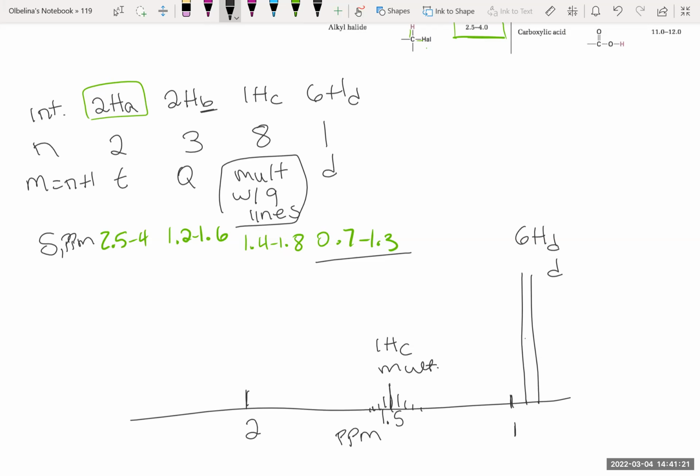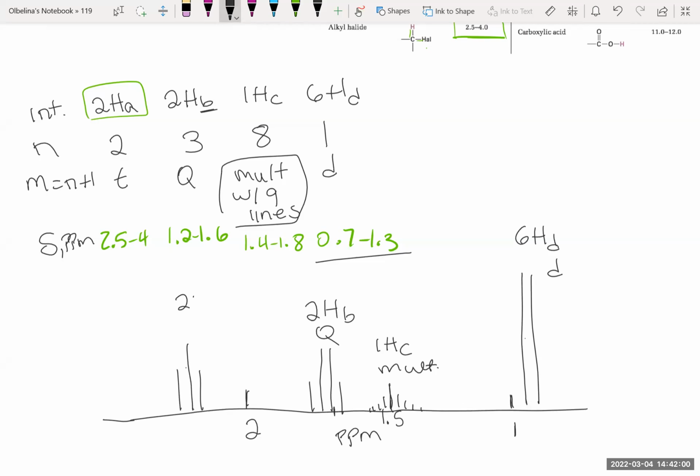My Bs there are going to be a quartet. So let's pretend this is 1.6. So quartet, the integration is going to be 3. 1, 2, 3, 4. That's a quartet. 2 HBs. And then last but not least, we'll put this guy up here. HA, it's going to be a triplet. 1, 2, 3. Oh, I did not label this guy a quartet there. So 2 HAs, a triplet. And there you have it.